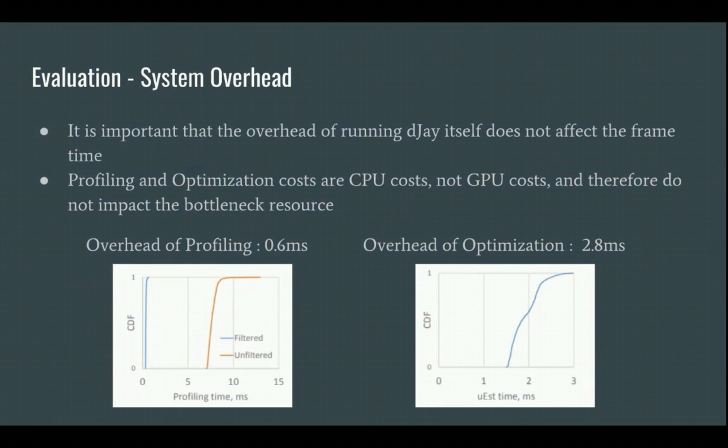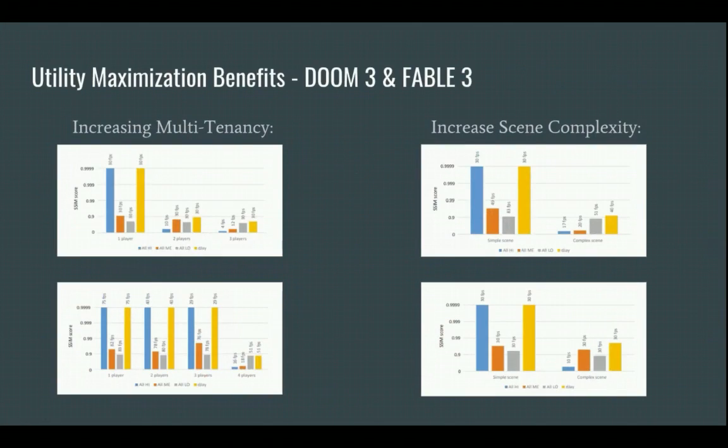Now, since DJ is designed to operate on live instances in both profiling and optimization modes, it is important that the overhead of running these two does not affect the entire gaming environment. So we see that the profiling overhead is as minimal as 0.6 ms, and the optimization overhead is only 2.8 ms. And the main thing to note over here is all these overheads are CPU costs and not GPU costs. So this way the game performance is not affected at all.